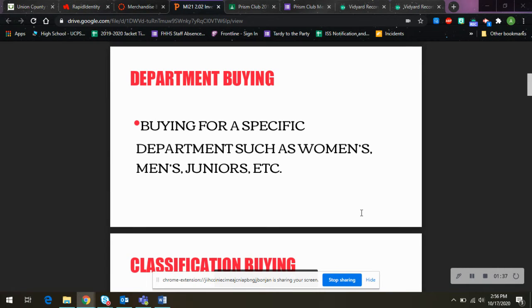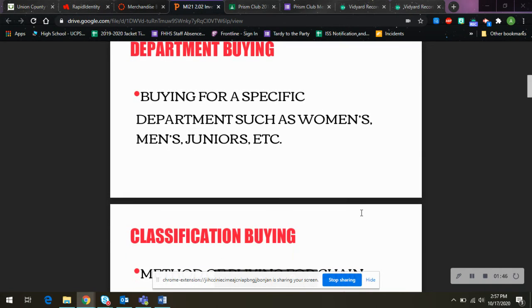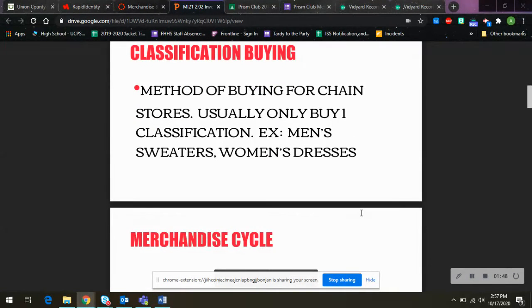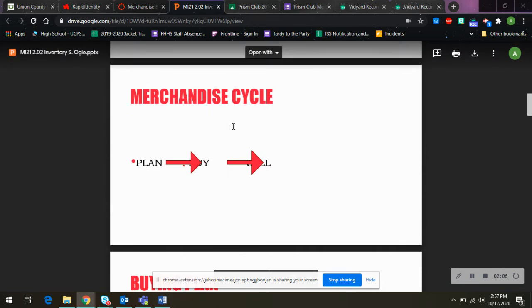Department buying is buying for a specific department, such as women's, men's, juniors, etc. So they're specifically buying all women's clothes, specifically buying all men's clothes, that they have specific department buyers. Classification buying is a method of buying for chain stores, usually only buying one classification. An example would be men's sweaters or women's dresses. So if you are specifically a classification buyer, then you're going out and finding women's dresses only for your company.